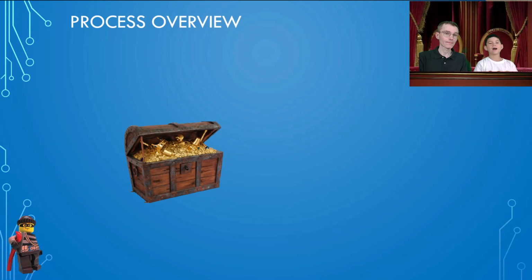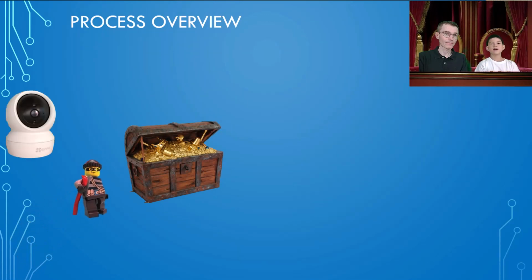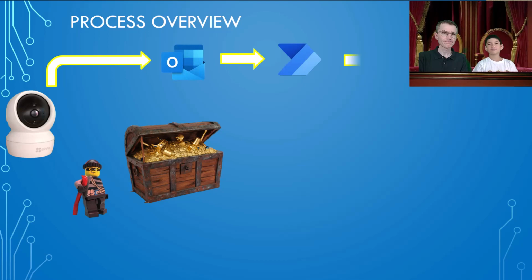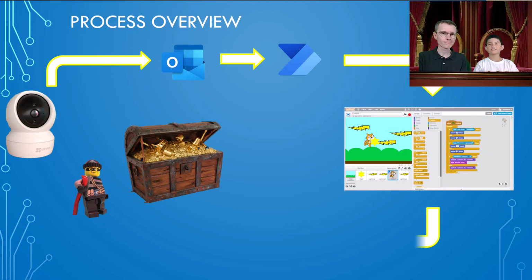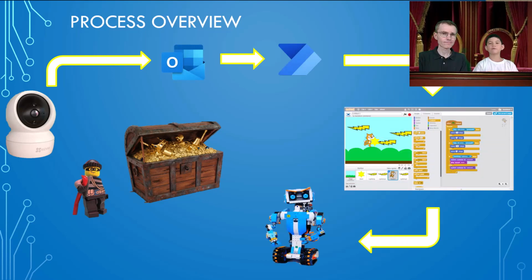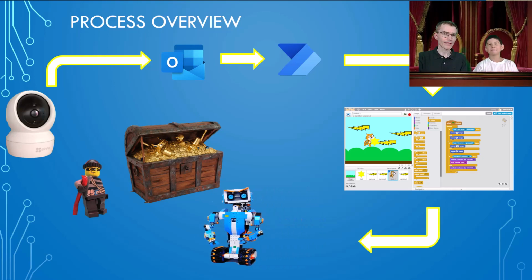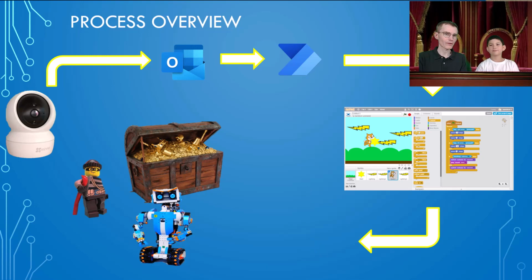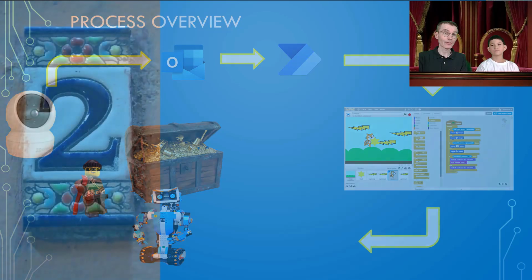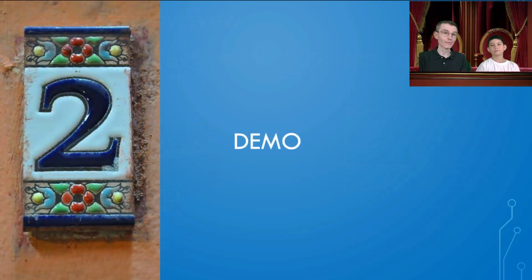Yes, the robot wants to steal the gold, but there's a camera. The camera sends an email. The email starts a flow. The flow goes to Scratch, and Scratch starts my Lego robot. What is the name of the robot? Actually, Bernie, but I call him Bernie. Bernie, okay. And then Bernie catches the robber. Yes. Okay, good. Then let's have a look at how this works in practice and what we set up.